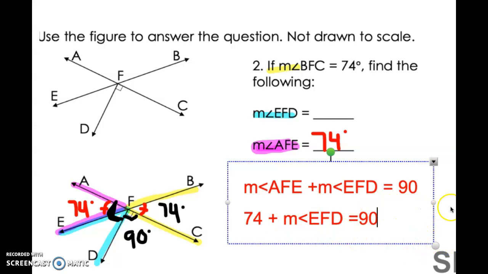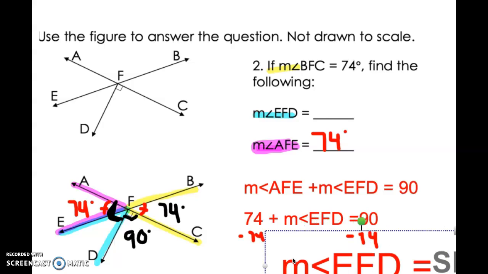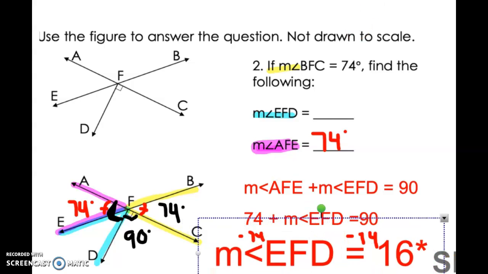This is an equation. We want to solve it for the measure of angle EFD. So you're going to subtract 74 from both sides. And when you do that, you will get that the measure of angle EFD is 16 degrees. Let me move that onto the screen here so you can see it. And then that's it. We have solved the problem.